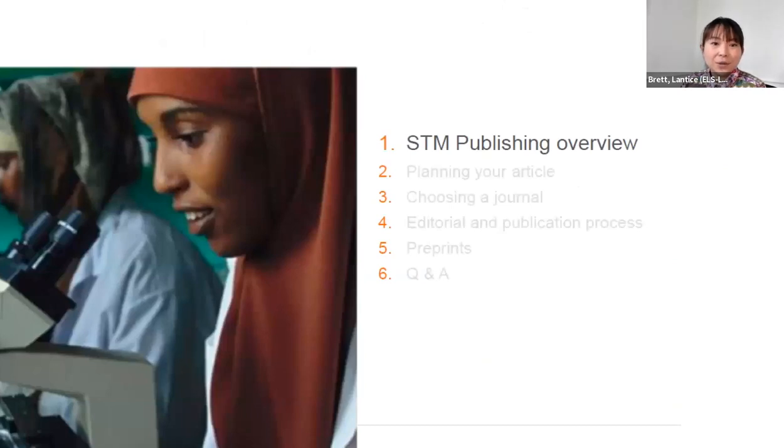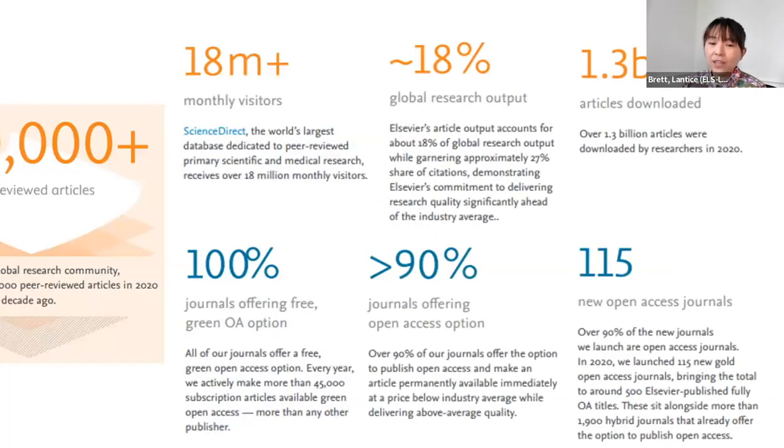So first, STM, scientific, technical, and medical publishing overview. Elsevier has served the global research community and published over 560,000 peer-reviewed articles in 2020, which is 90% more than a decade ago, accounting for almost 18% of the global research output.